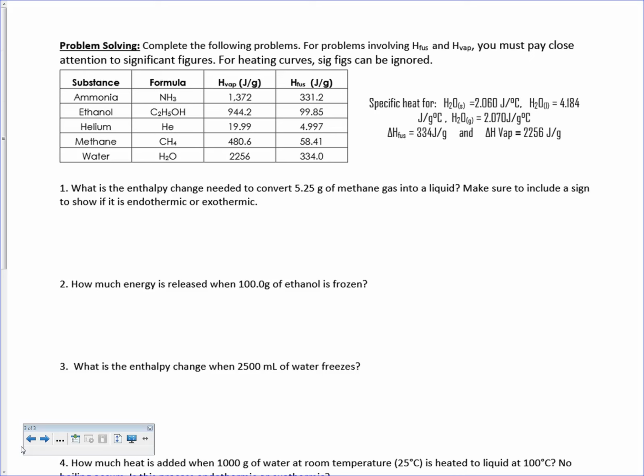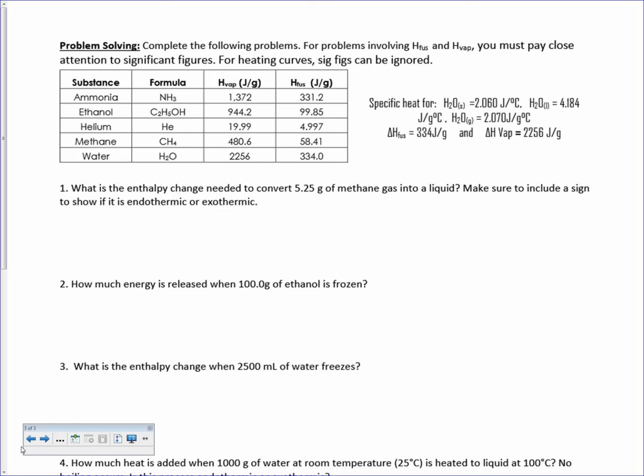Page number 3 here gets into the different types of problems that we have. Questions 1 through 3 on this section are all about phase change. Questions 4 and 5 are using the heating curves. I'll go ahead and do all these problems so that you can see what these are like. This should give you a pretty good indication of the types of problems that are going to be on the exam. If you feel pretty strong with these, I think you're pretty good to go.